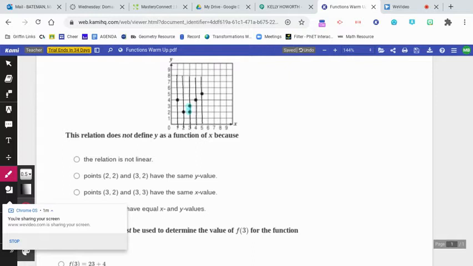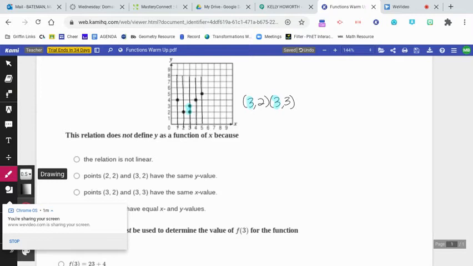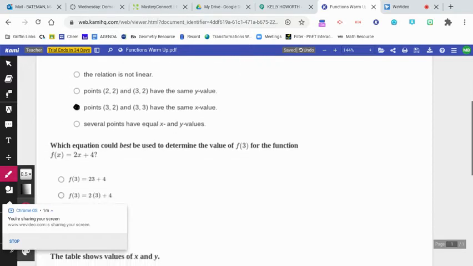So the error here is the fact that input 3 has more than one output. That x value is being shared between more than one y value, and those ordered pairs would be (3, 2) as well as (3, 3). The fact that an x value is repeating is what is causing this to not be a function, and that's why this answer choice would have been correct. They're sharing the same x value.